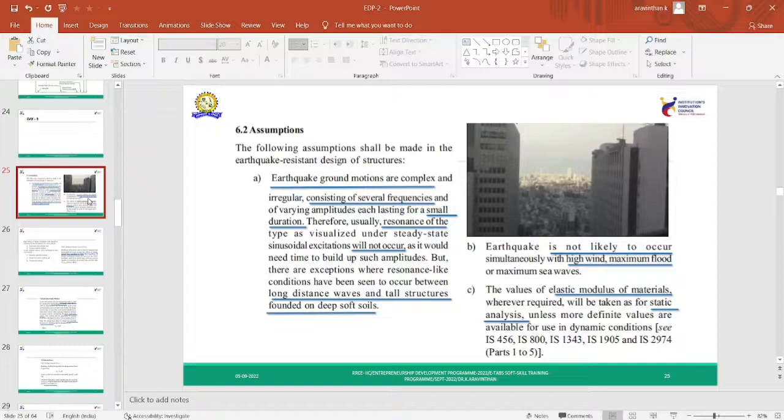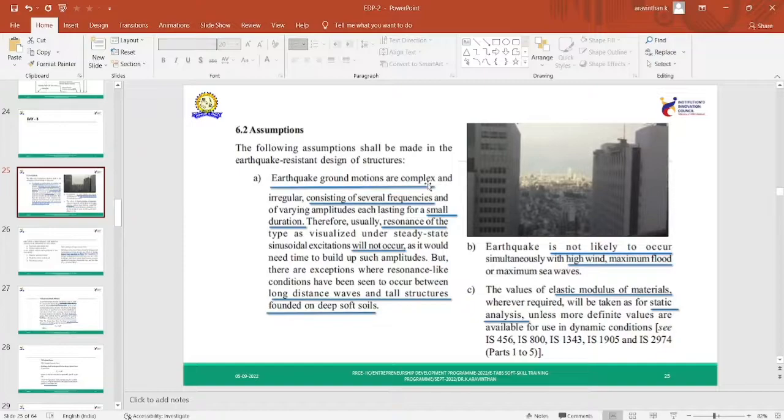When considering the earthquake, the code suggests the following assumptions. Earthquake motions are complex. Before starting anything, the code suggests that earthquake ground motions are complex. We have predicted more number of earthquakes, but the intensity and magnitude cannot be predicted accurately. Why? Because of its complex nature, it is still under research. Hence the first assumption is that earthquake motions are complex.